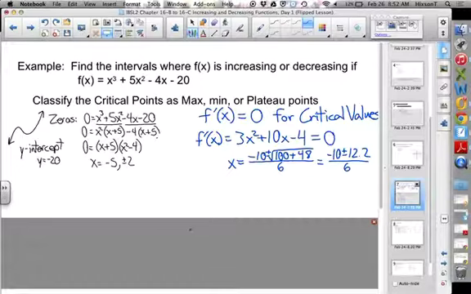The quadratic formula, negative b, b's 10, b squared minus 4ac. Okay.